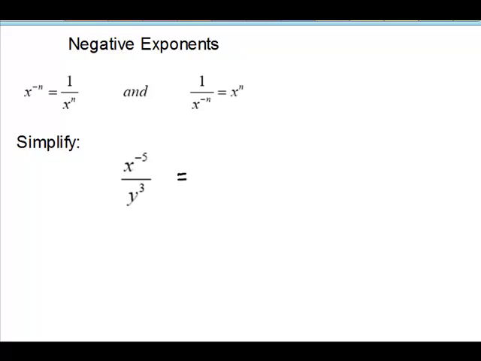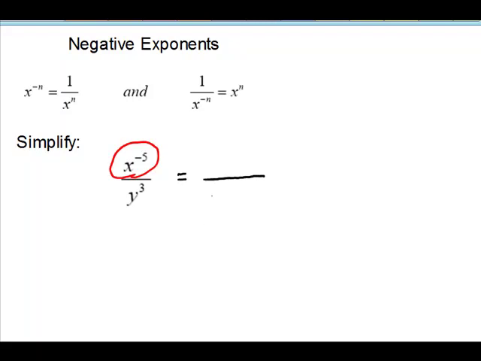For our next example, simplify x to the negative fifth over y to the third. The x is the piece that's no good. It has a negative exponent. So it's on the numerator. We're going to shift it to the denominator. The y is fine. It has a positive exponent, so we're going to leave it where it is.